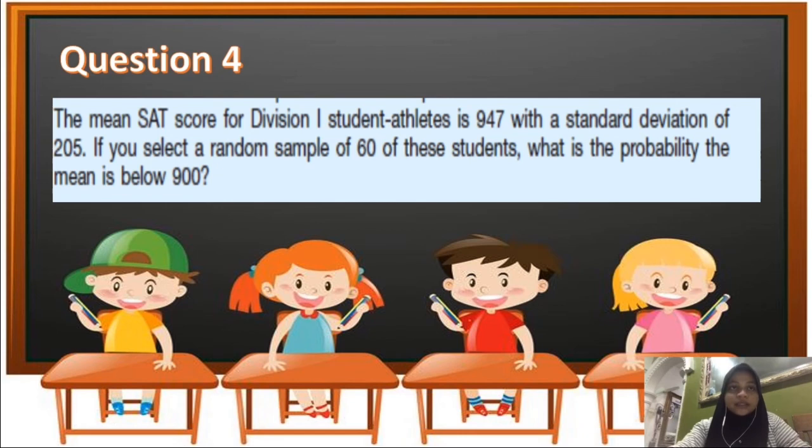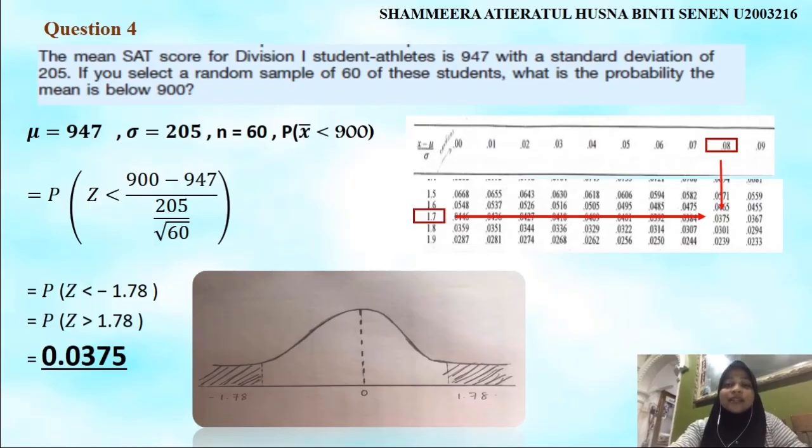Question number 4. The mean SAT score for Division 1 student athletes is 947 with a standard deviation of 205. If you select a random sample of 60 of these students, what is the probability the mean is below 900? As I said before, we have to list out all the keywords first. So as stated in the question, the mean given is 947, standard deviation is 205, sample size is 60, and the question is P(x̄ < 900).